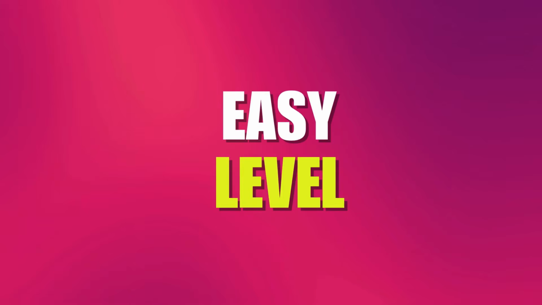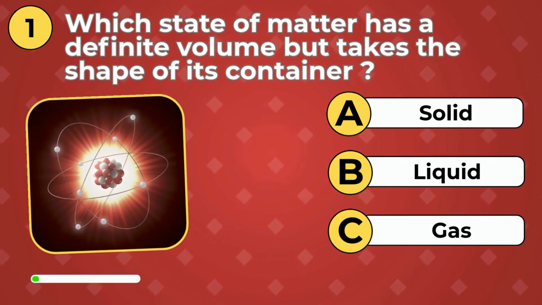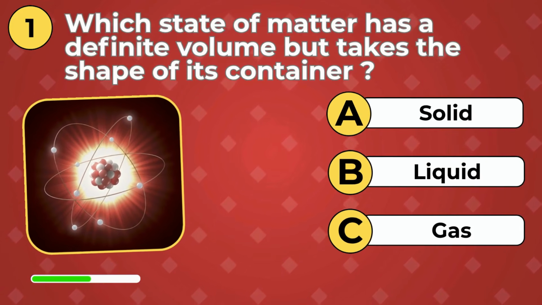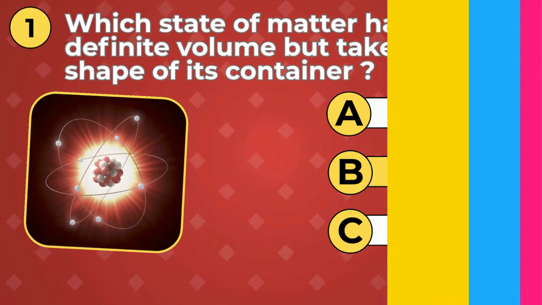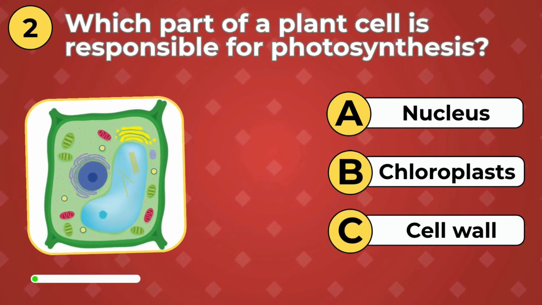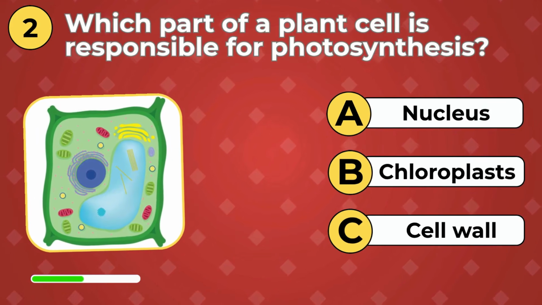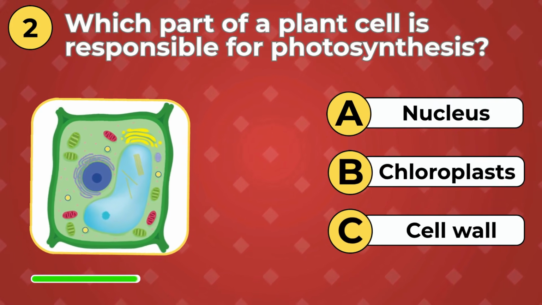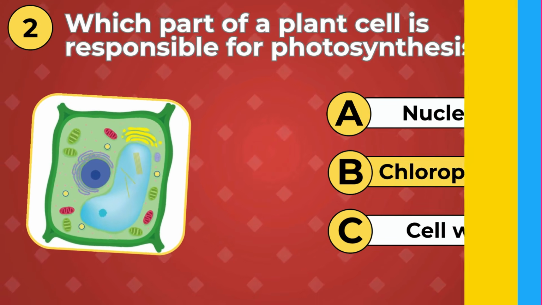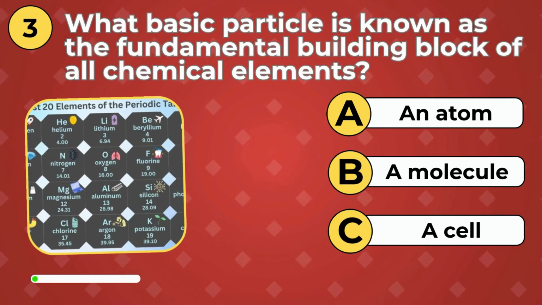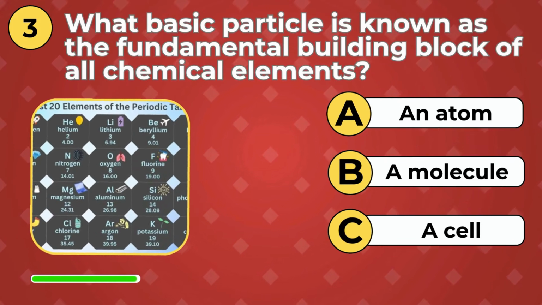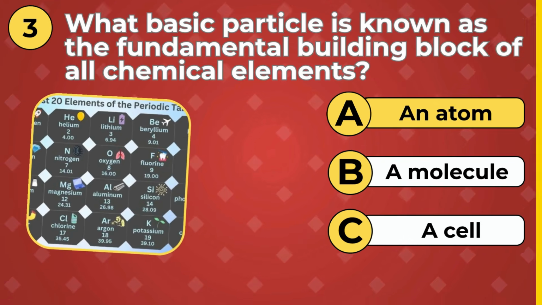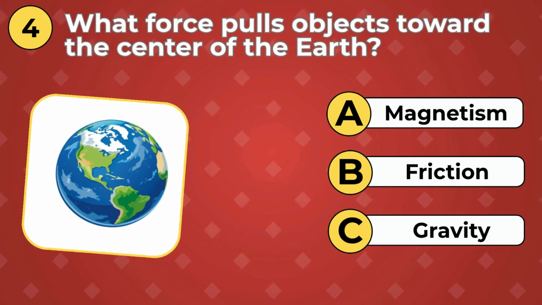First up, let's test your basics. Here is the easy level. Which state of matter has a definite volume but takes the shape of its container, solid, liquid, or gas? Liquid. Which part of a plant cell is responsible for photosynthesis? Chloroplasts. What basic particle is known as the fundamental building block of all chemical elements? An atom. What force pulls objects toward the center of the Earth?